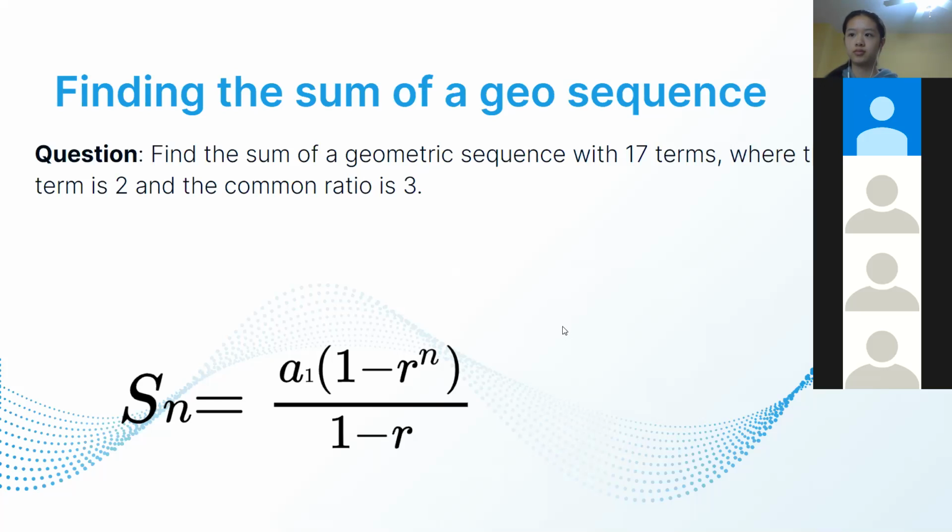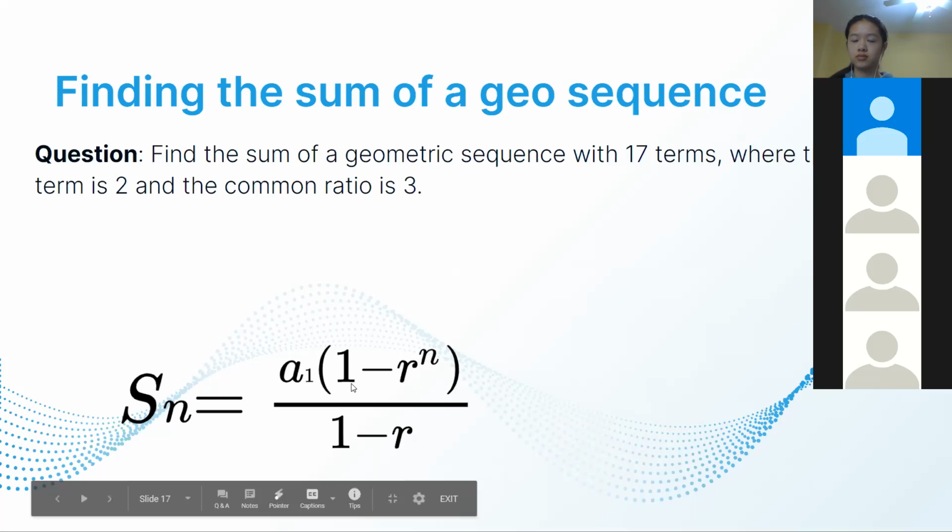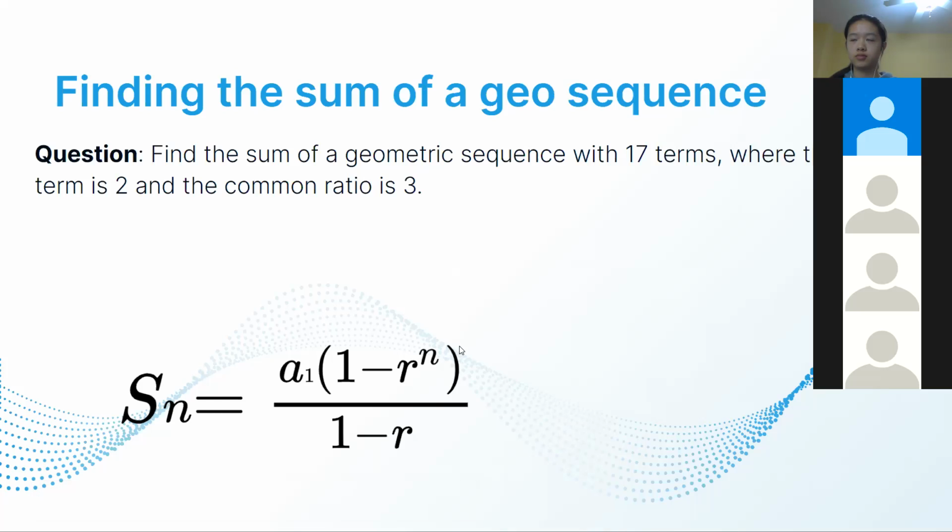Then in the parentheses, we get 1 minus the common ratio to the power of the number of terms, so 1 minus 3 to the power of 17. And then we divide that by 1 minus r, which would just be 1 minus 3, so negative 2. We know that the first term is 2, so the 2 and negative 2 cancel out to get a negative 1. So it'd just be negative 1 times 1 minus 3 to the power of 17. And you would definitely have to do that on a calculator.